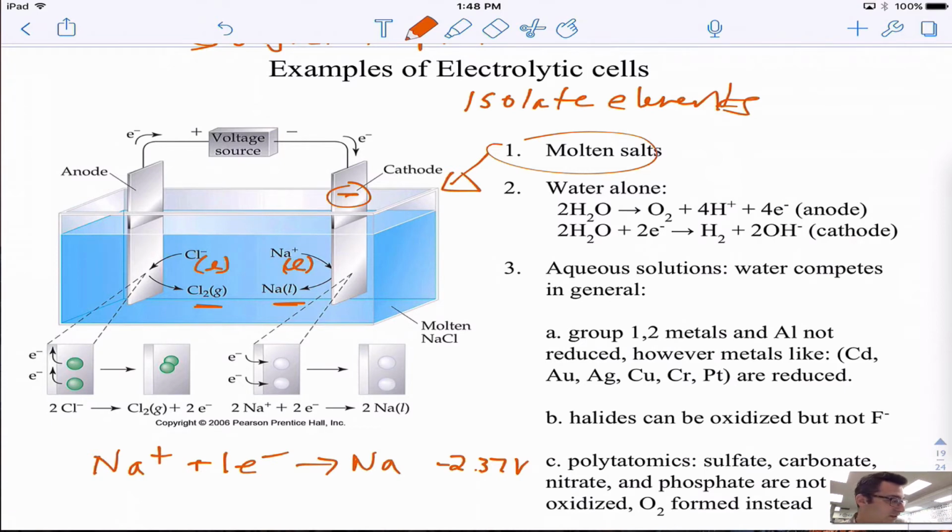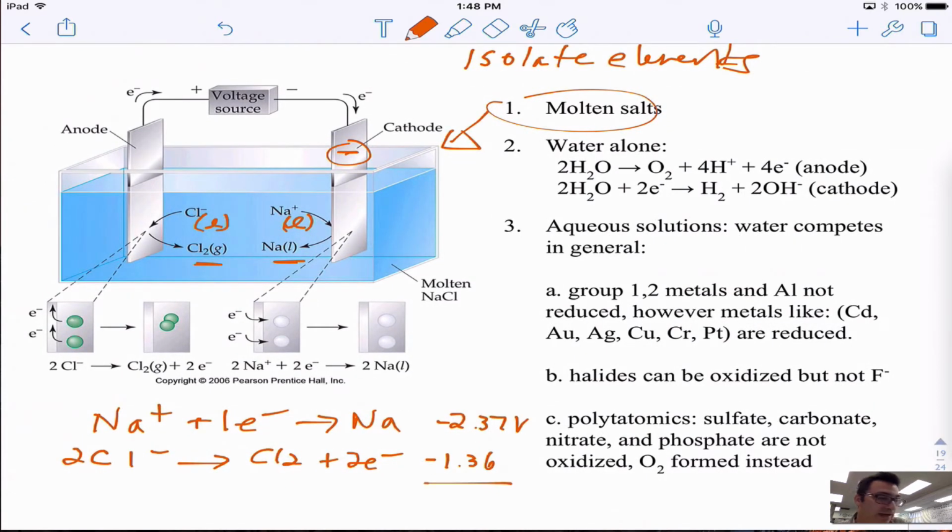The chlorine over here is going to be oxidized, so that Cl- is going to form Cl2 plus 2 electrons, and that's also going to have a negative voltage. I think it's negative 1.36, I'm pretty sure. So when I add up these voltages for this reduction and this oxidation of this molten salt, I get about negative 3.73. I think my numbers were off a little bit.